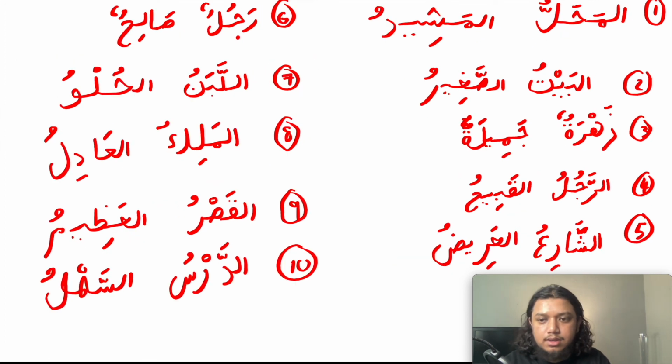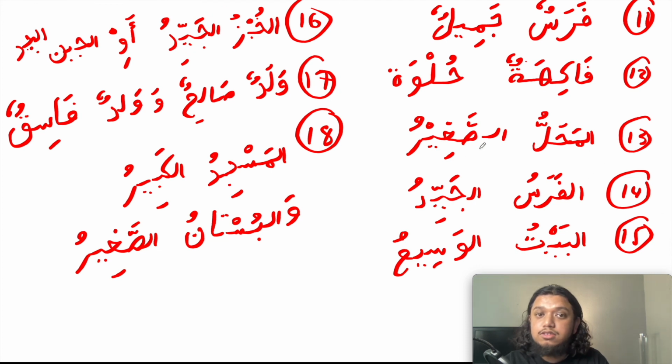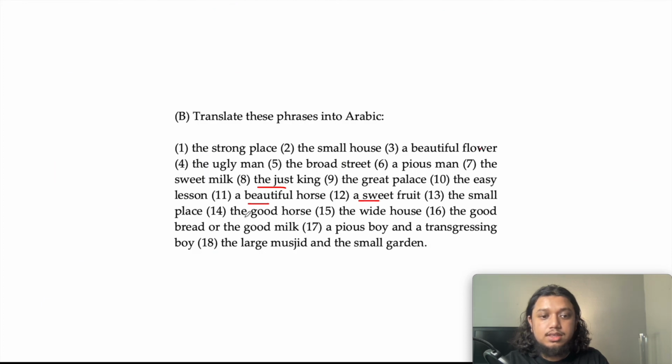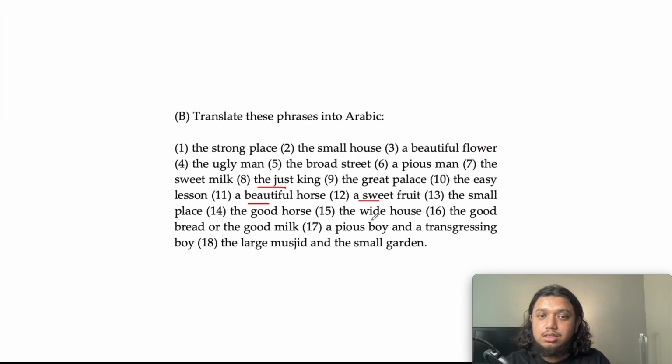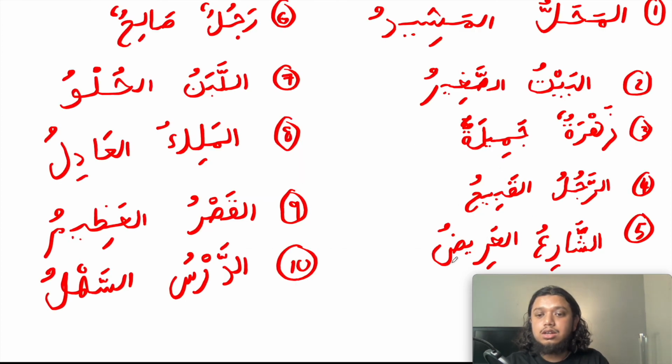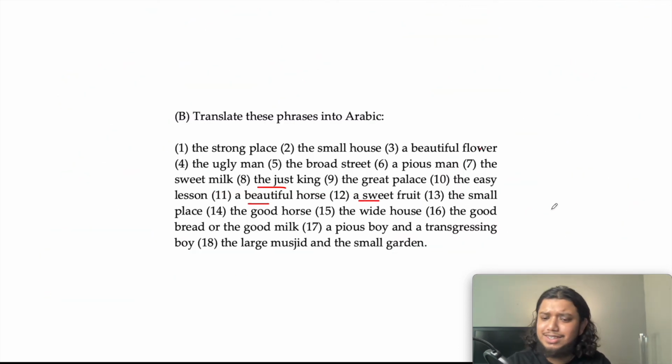word gender. Number 13, the small place, is al-mahall al-saghir. Number 14 is the good horse, that is al-farasu al-jayyid. Number 15 is the wide house. Al-shari', my mistake, I read number 5, not 15. Al-bayt al-wasi' is the wide house. The wide house is al-bayt al-wasi'. I've repeated that so many times now and I don't know why.